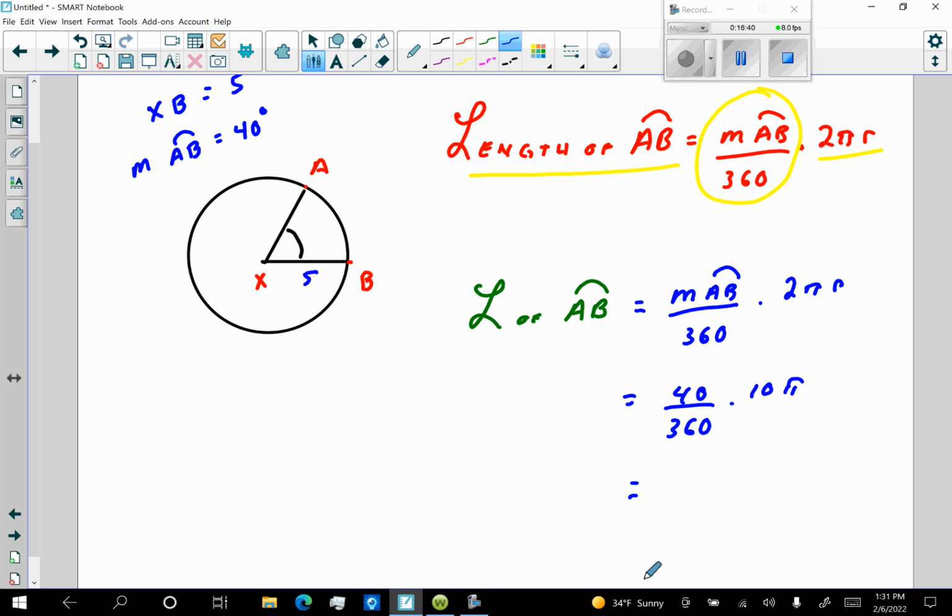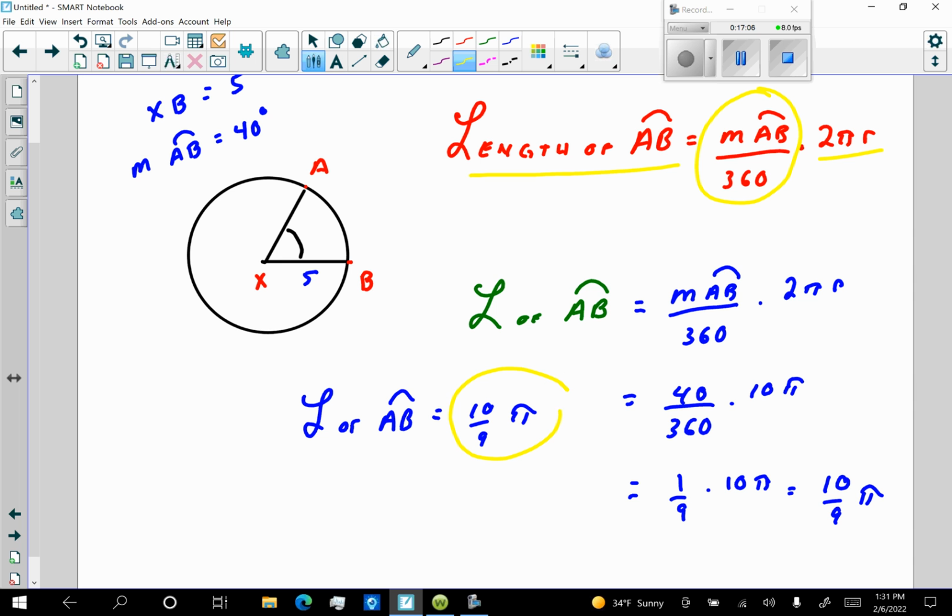And we see that 40 divided by 360 is 1/9. So we have 1/9 times 10 pi. And we're just going to write that as 10/9 pi. So the length of AB is 10/9 pi. We could estimate that, but for right now, let's not estimate it. Let's just write it as 10/9 pi.